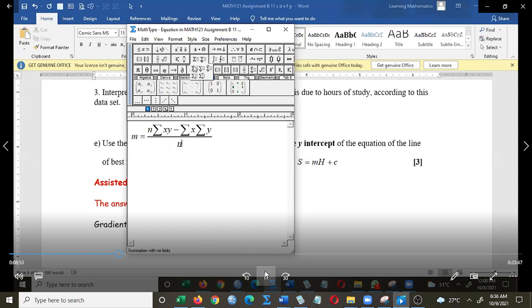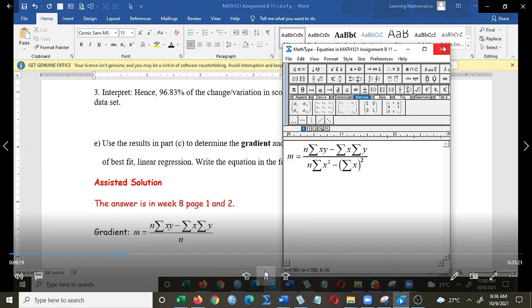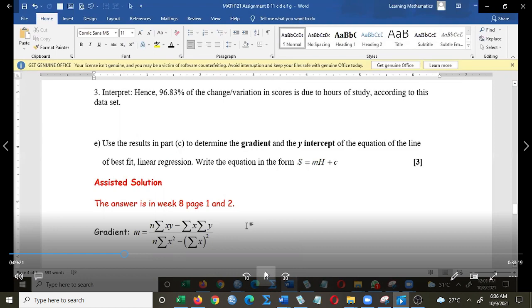Now, as you are looking at this formula for gradient, I'm sure some things look familiar, isn't that so? I'm sure we can agree that some things in this formula look familiar. And this is the reason why the question says, use the results in part C. Okay, we're going to come to it in a while.